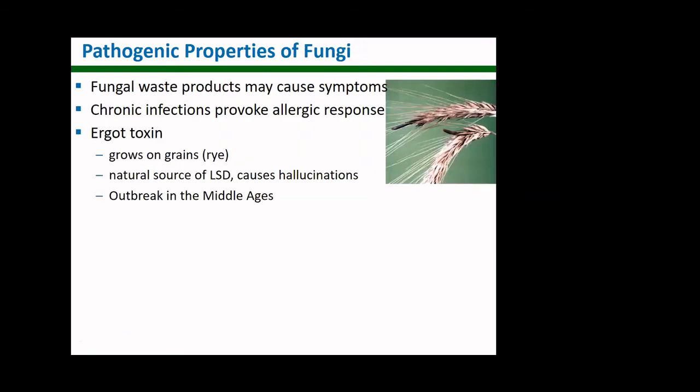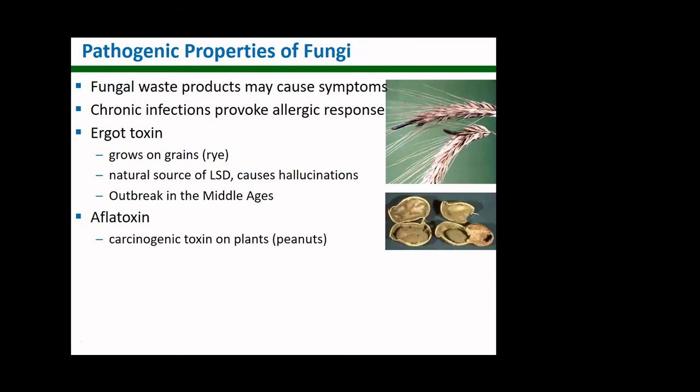All right, fungi can be toxic as well. Not only do they grow in and on tissue, but they can make toxins as well. For example, ergot toxin grows in rye. There was a large outbreak of ergot toxin on rye grain in the Middle Ages. It's actually the natural source for LSD. It causes hallucinations.